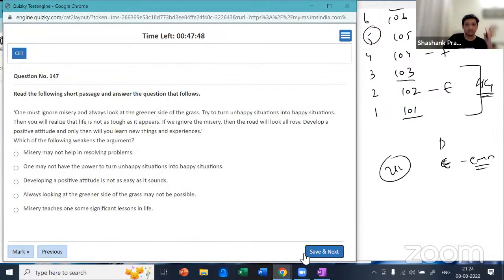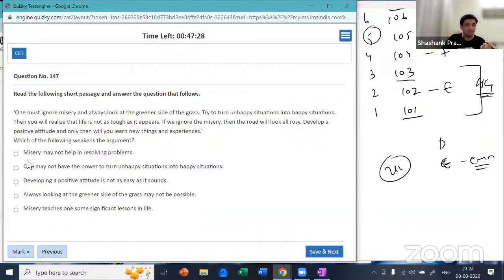One must ignore misery and look at the greener side of grass. Try to turn unhappy situations into happy situations. You will realize life is not as tough as it appears. Ignore the misery, then the road will look all rosy. Develop a positive attitude, and only then will you learn new things and experiences. क्या करना है? Weaken the argument. Yeah, negative experiences will also teach you something.